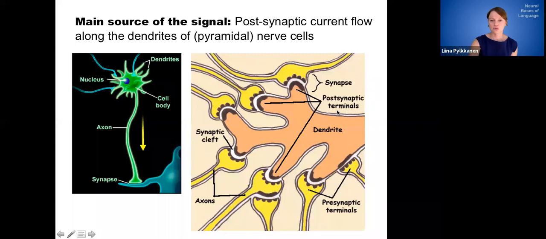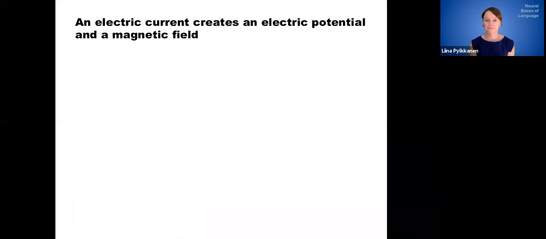And so this is just zooming in a little bit more. So we have our axons meeting the dendrite, and then the current flow along the dendrite is what we would be measuring. Okay, so that's the electricity rushing through your neurons.